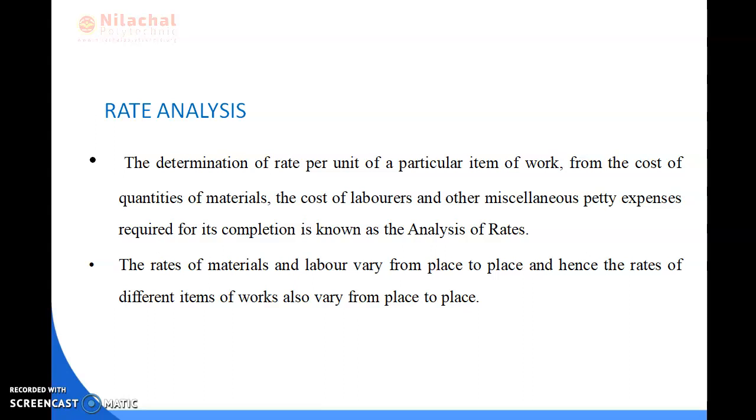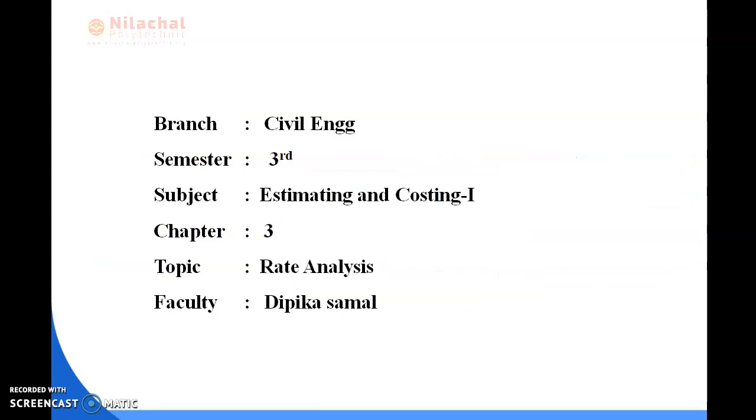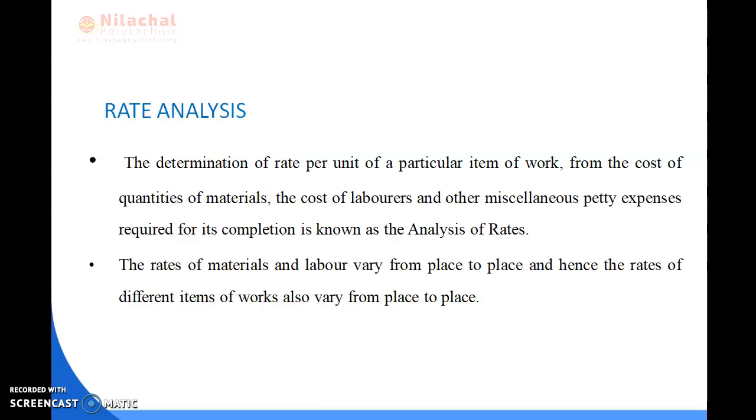Good morning everyone. In the previous class we discussed chapter 2, the detailed estimate of a building. In this class we will discuss the rate analysis part, which is chapter 3. So first of all we need to discuss what we mean by rate analysis.